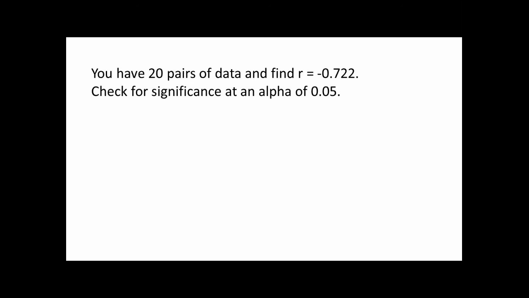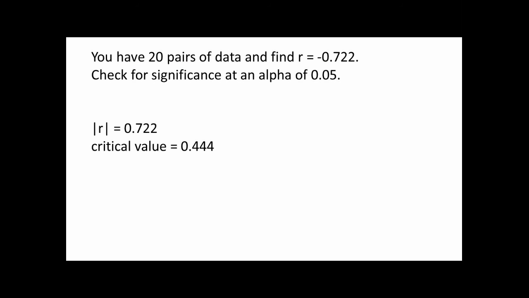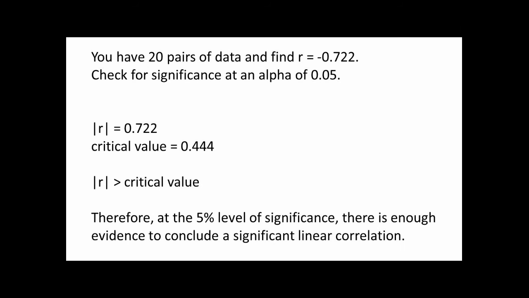If the absolute value of r, which is positive 0.722, is above the number in the table, which is 0.444, and it is, then there is enough evidence at that level of significance to conclude there is a significant linear correlation between the variables.